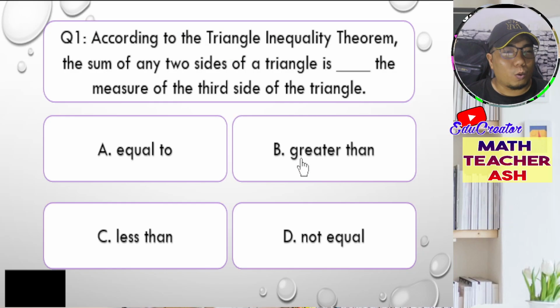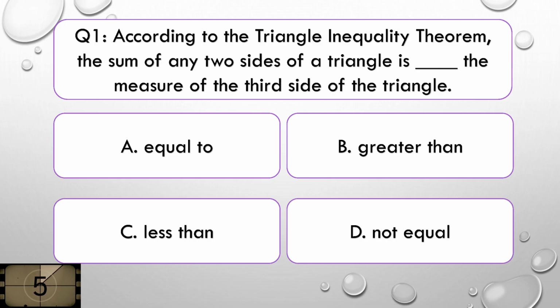Question number 1. According to the triangle inequality theorem, the sum of any two sides of a triangle is blank the measure of the third side of the triangle. Is it A, equal to, B, greater than, C, less than, or D, not equal? I will give you 5 seconds to think about your answer.